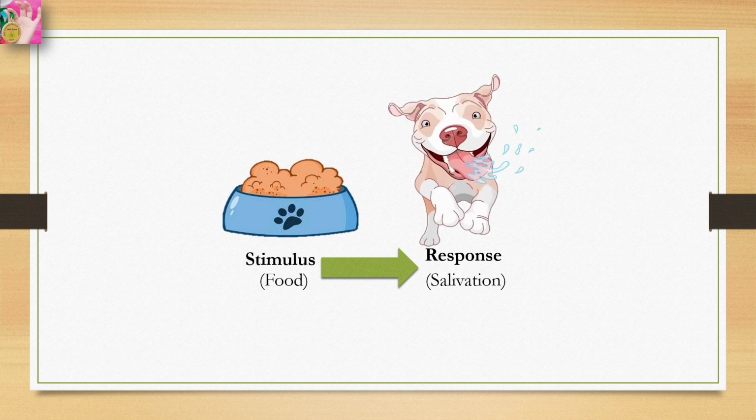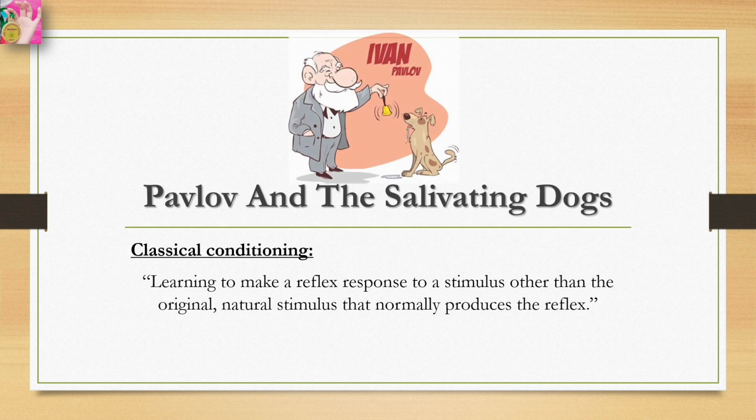Now, a stimulus can be defined as any object, event, or experience that causes a response, a reaction of an organism. In the case of Pavlov's dog, the food is the stimulus and the salivation is the response. Now let's talk more about Pavlov and the salivating dogs. What first annoyed and then intrigued Pavlov was that his dogs began salivating when they weren't supposed to be salivating. Some dogs would start salivating when they saw the lab assistant bringing their food, others when they heard the clatter of the food bowl from the kitchen, and still others when it was the time of day they were usually fed. So Pavlov spent the rest of his career studying what he eventually termed classical conditioning, which means learning to make a reflex response to a stimulus other than the original natural stimulus that normally produces it.